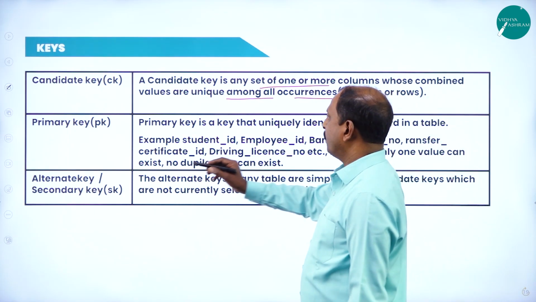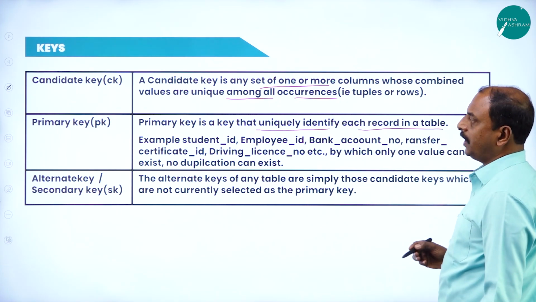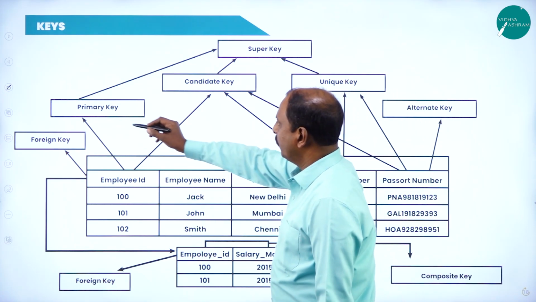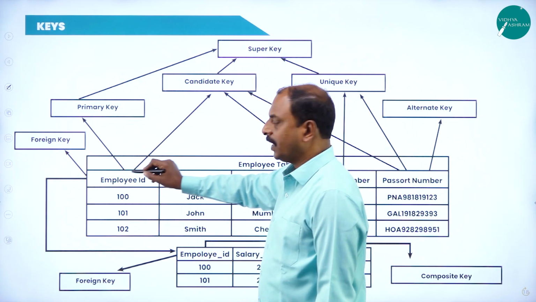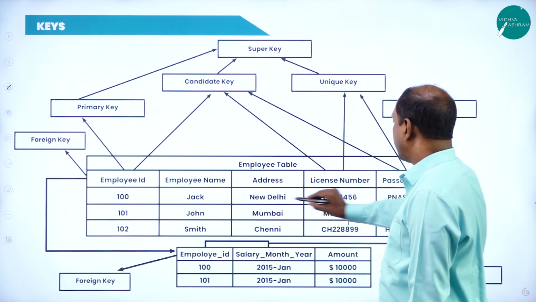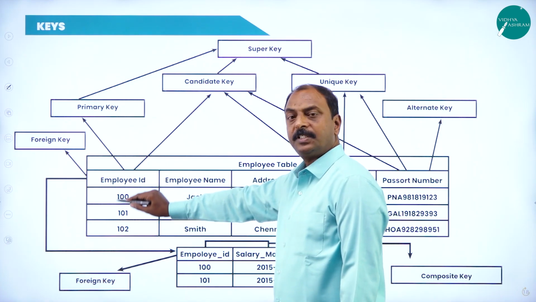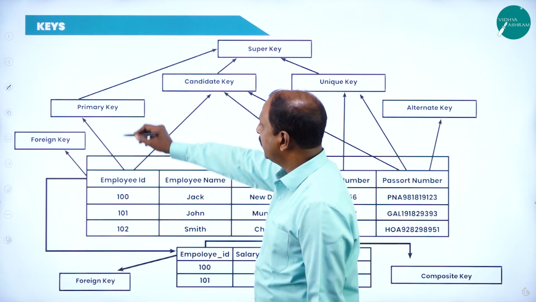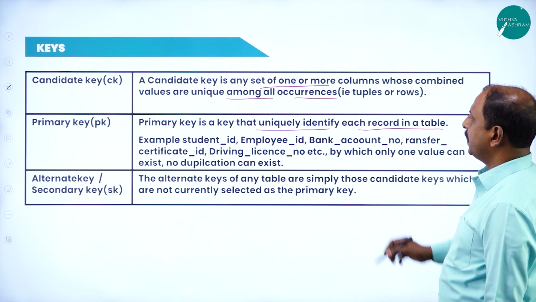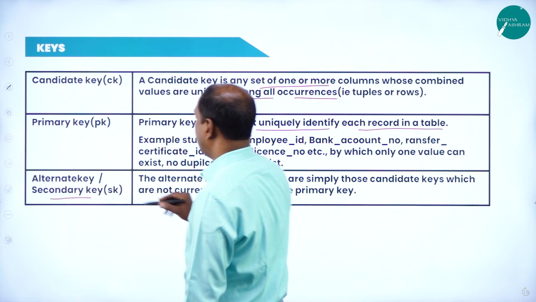Next, primary key. A primary key is a key that uniquely identifies each record in a table. So if you look at this here, employee ID is a primary key. We are identifying these employee records with the help of employee ID. So it is unique with respect to this table. This is referred to as a primary key. It is a unique key. That is the primary key.